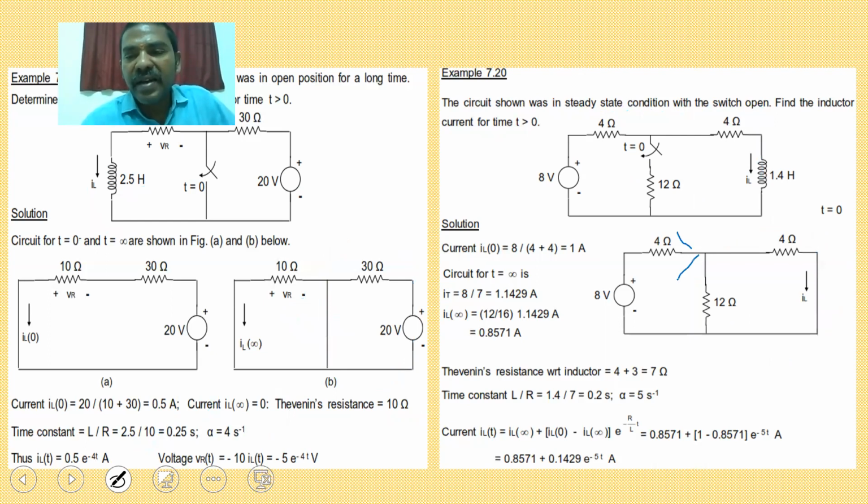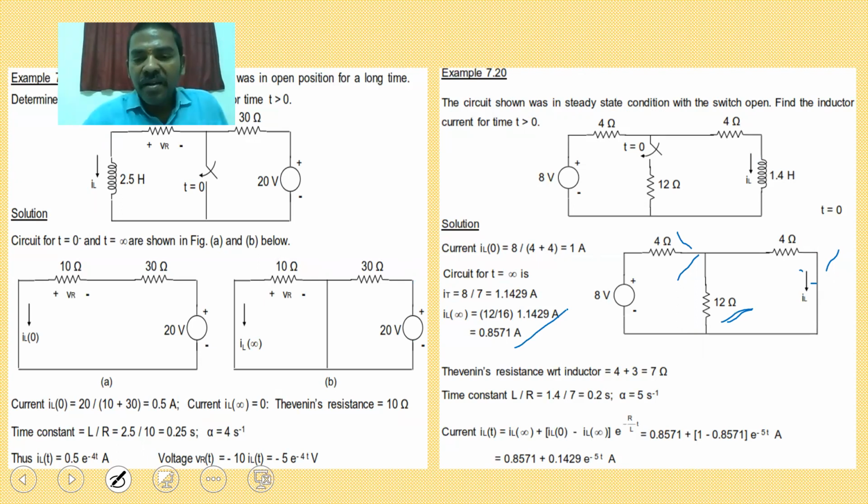So now for the inductor current, I am going for the current division. So total current 1.1429 into opposite resistance 12 divided by the sum of the resistances connected in parallel. So 12 plus 4, 16. So if you substitute, you are getting 0.8571 amperes. Are you understanding? So this is the value you are getting.